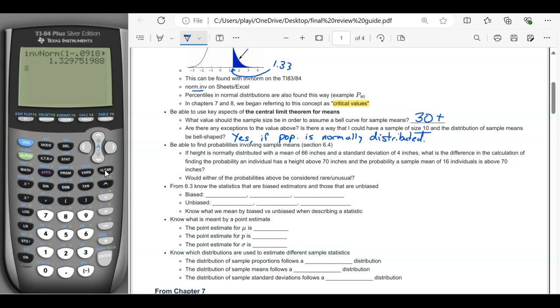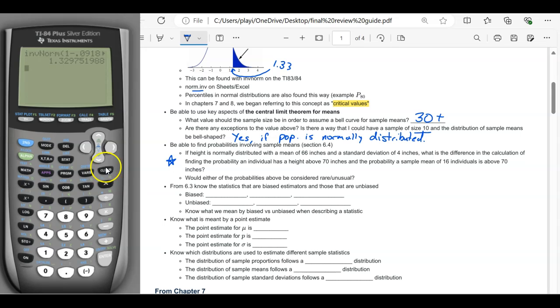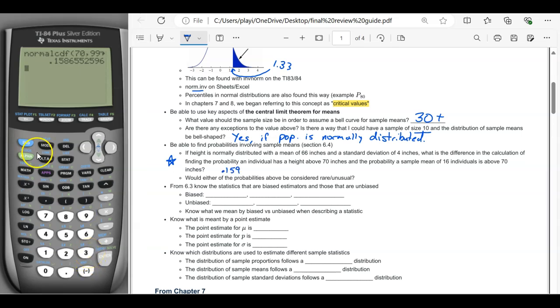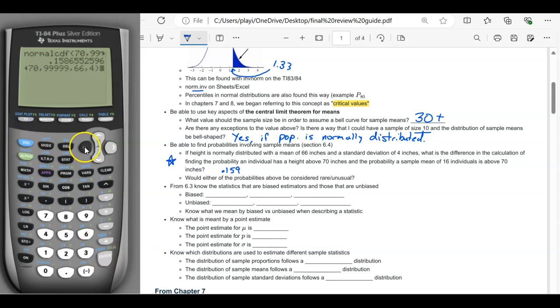All right, this question right here gets at the heart of how you make alterations when we're dealing with sample means versus the regular distribution. So this would be a DISTR normal CDF for probability. An individual has a height above 70 inches. So the lower number is 70. The upper number is some large number, so I'll just pick a bunch of 9s. The mean is 66, and the standard deviation is 4. So there is my probability, 0.159 roughly.